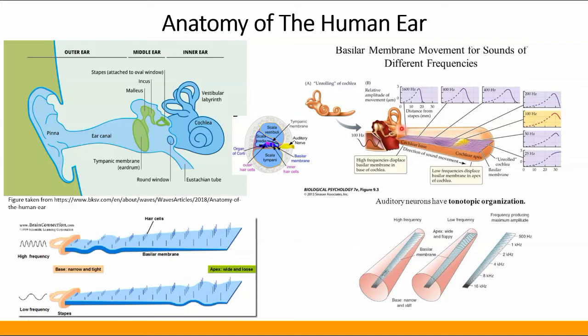The sound waves travel across the basilar membrane from base to apex. The part of the membrane with narrow and stiff fibers resonates in response to high frequency sound waves, and the part of the membrane with wide and floppy fibers resonates in response to low frequency sound waves.